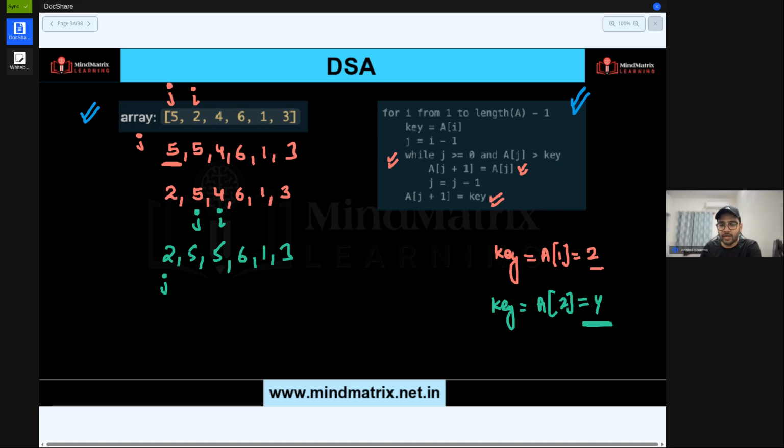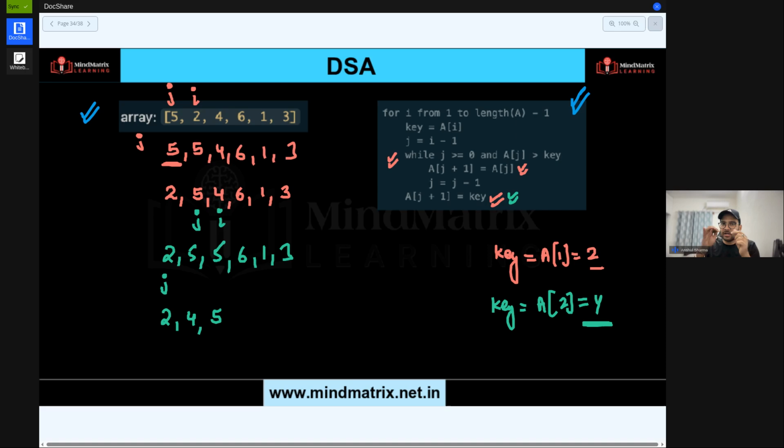Now again, further we will compare. Carefully see this, because we have to find the correct position of 4, right? Further we will compare. Still j is greater than or equal to 0. Is a of j greater than key? Is 2 greater than 4? No. This while loop will exit. Now we'll have this: a of j plus 1 is equal to key. That means you can have 4 placed over here.